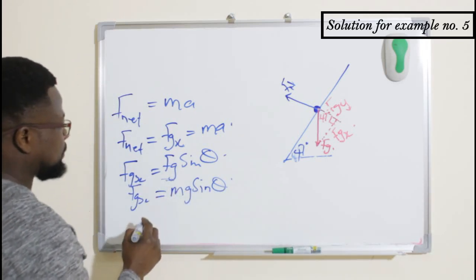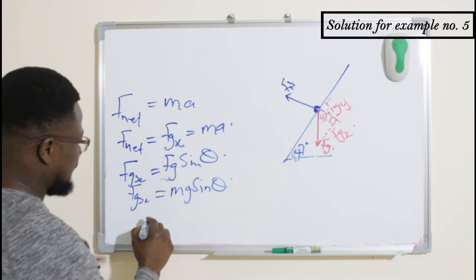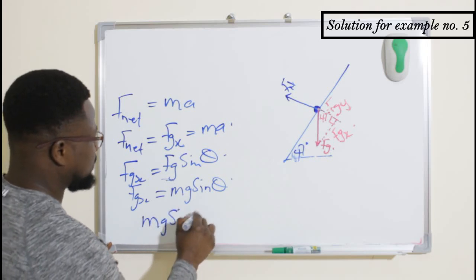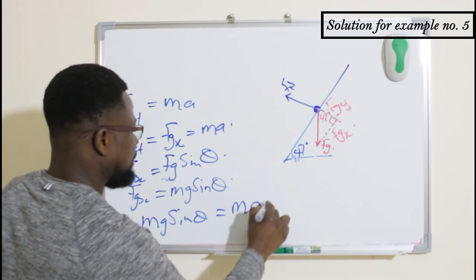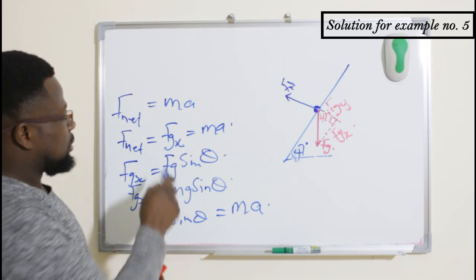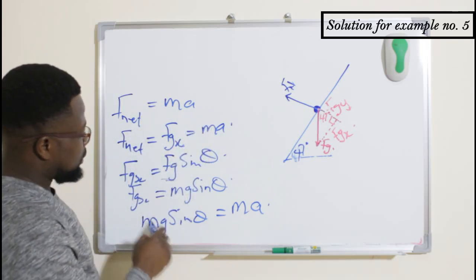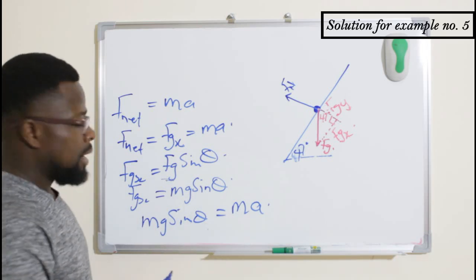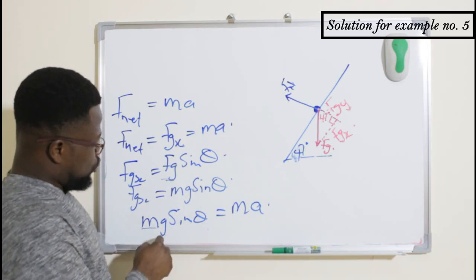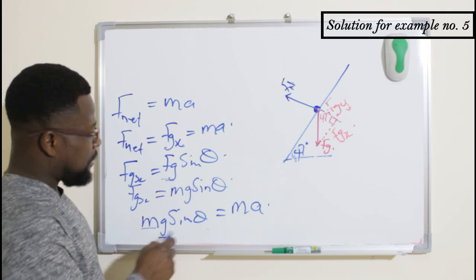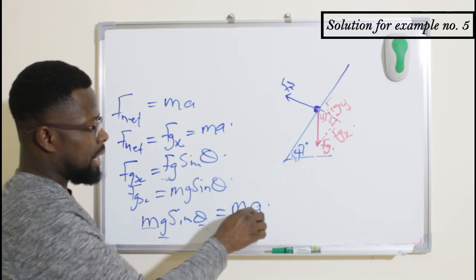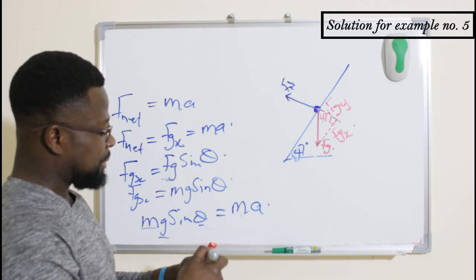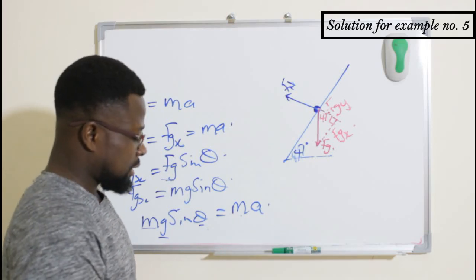So I can equally say that the formula has become mg sine theta equals ma, because F net is this, and that is equal to ma. We know the mass, we know the value of gravity, we know the angle. What is not known is the acceleration. So straight away, we do the substitution and solve for the acceleration.